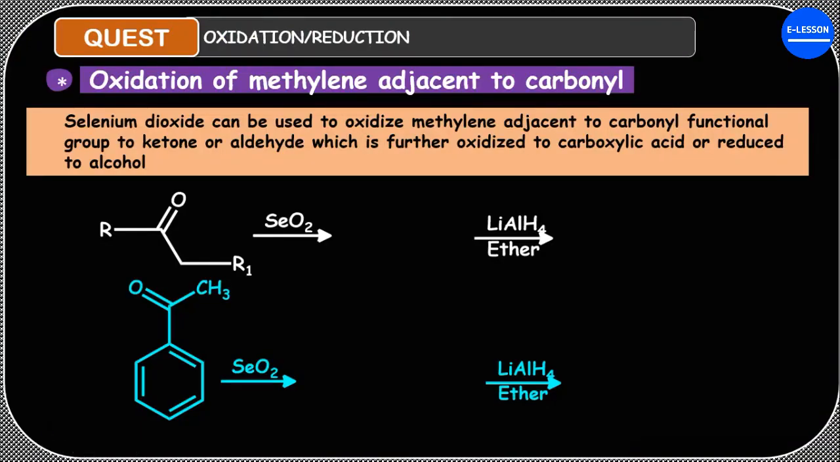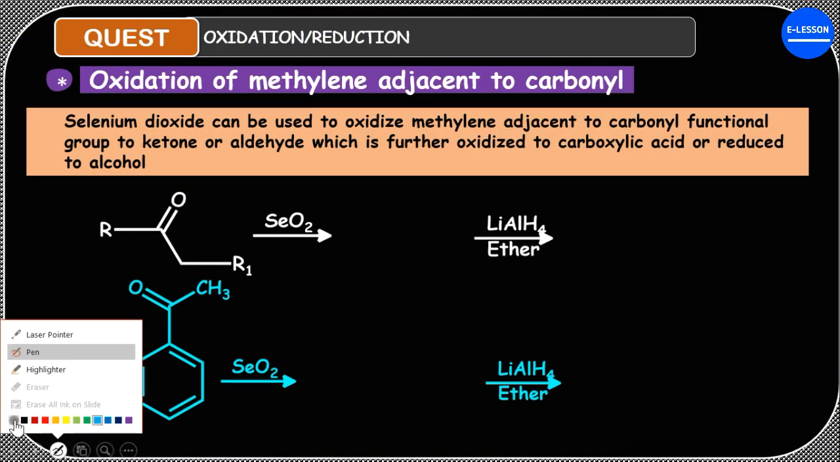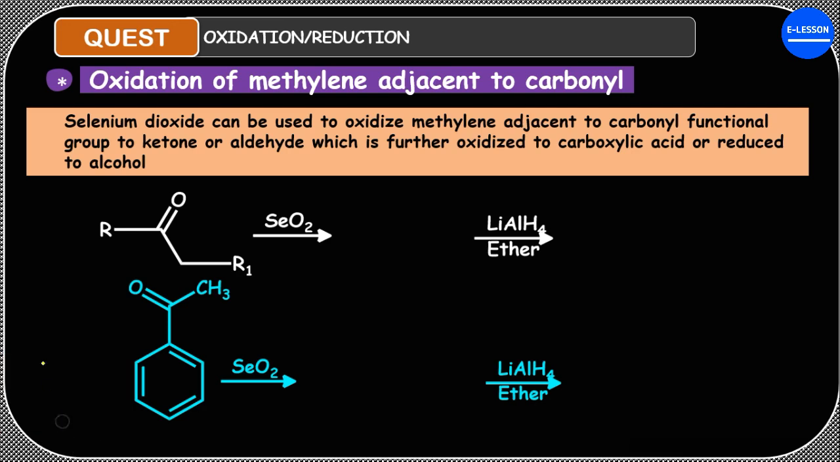Firstly, you need to know a methylene group that is adjacent to a carbonyl compound. When you talk about a carbonyl compound, you mean a compound that has the C=O double bond. So any compound that has a C=O double bond is carbonyl, which can be in the form of an aldehyde or a ketone, right? If you want to oxidize a methylene that is adjacent to a carbonyl, you use selenium dioxide, because that methylene is acidic in nature.